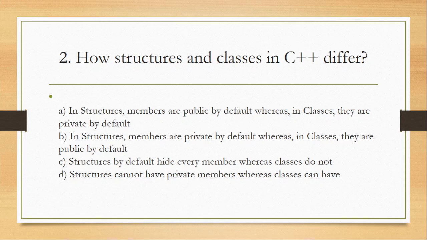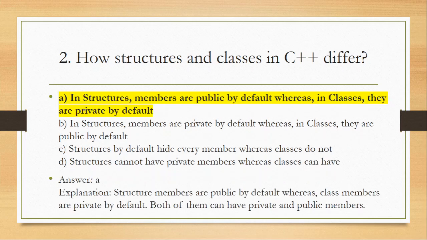Second question, how do structures and classes in C++ differ? The options are: in structures, members are public by default, whereas in classes, they are private by default; in structures, members are private by default, whereas in classes, they are public by default; structures by default hide every member, whereas classes do not; structures cannot have private members, whereas classes can. The answer is, in structures the members are public by default, whereas in classes they are private by default.